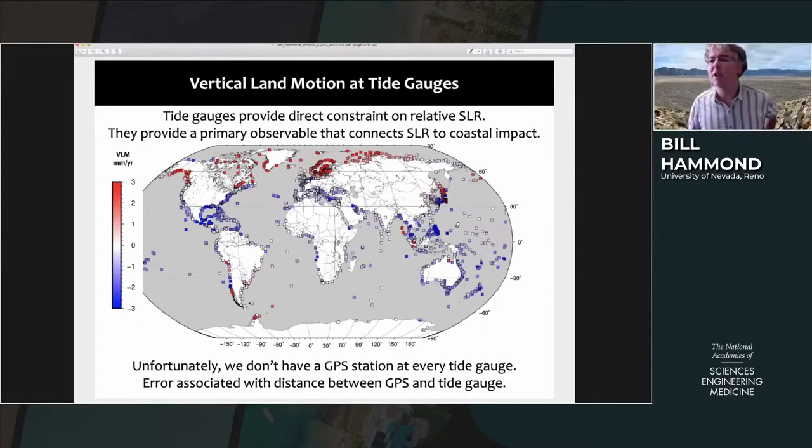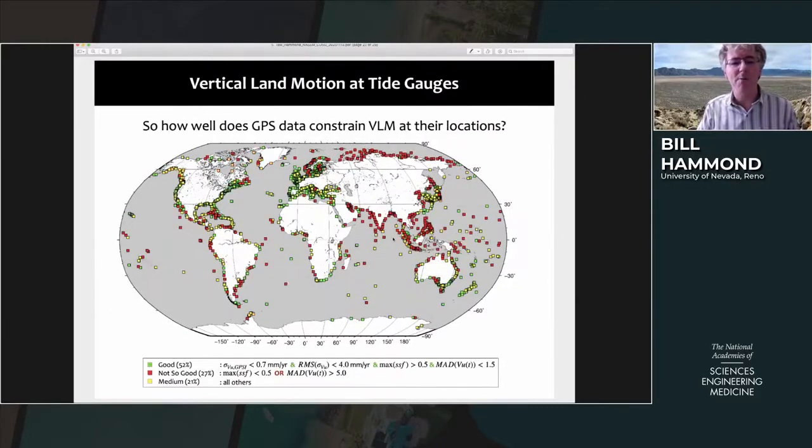Okay, so we can map the vertical land motion field. We're very interested in the tide gauges, of course. Ben talked about this, and Chris talked about this yesterday. So we can use the process to map the vertical rate to the tide gauges. This is what that looks like. So we can do this now. And then we can use the various measurements of uncertainty that we have to determine quality measurements for the GPS-based vertical land motion for each tide gauge.